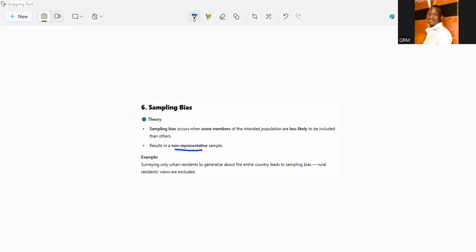I'll just be quick and brief to say sampling is simply the process of what? Selecting a small sample from a larger population. The larger population we call it a census. A small population is called a sample. So a sample is simply a subset.